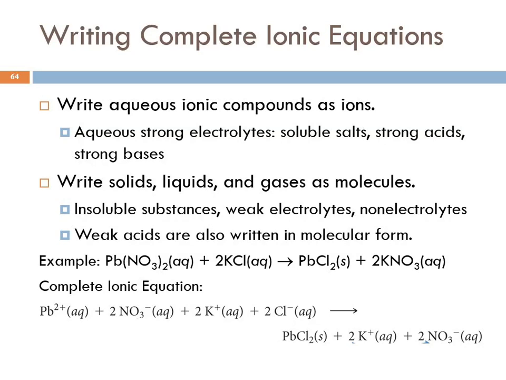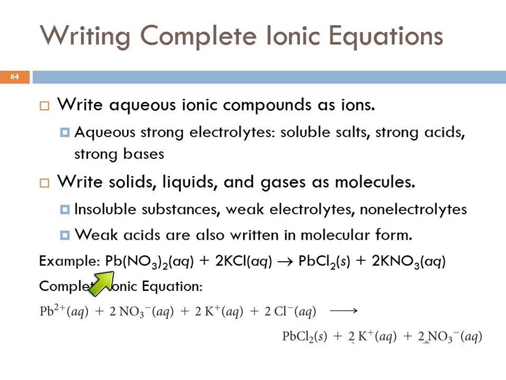So the guidelines here: anything that's an aqueous ionic compound, you're going to write as the individual ions. The aqueous strong electrolytes include the soluble salts, that's the ionic compounds, strong acids, and strong bases. If you have a solid, a liquid, or a gas, those are going to be written as molecules. Those include insoluble substances, weak electrolytes, non-electrolytes, and the weak acids we write in that molecular form.